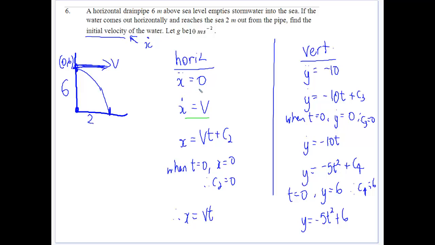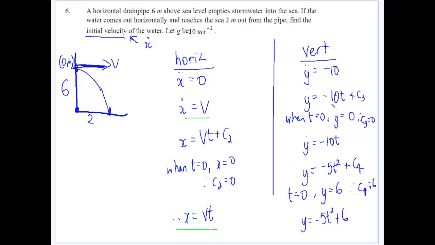Again, we start with acceleration is 0. The initial velocity, horizontal velocity and velocity all up would just be v. And so we get vt plus our constant. But again, we start with x equal to 0, so our constant there would be 0. So the position for x is just x is equal to vt. Vertically, we start with minus 10, because there's still gravity acting on it. That's why it will go out and start falling straight away.